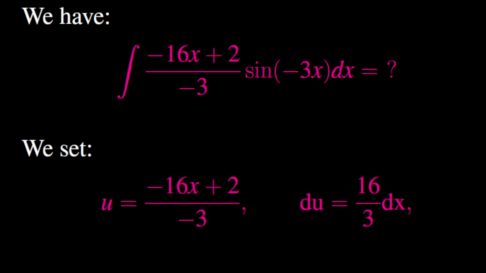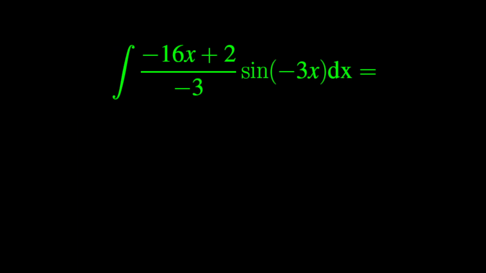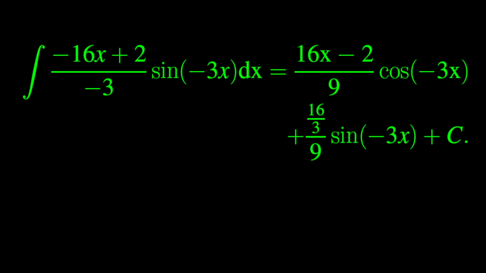Therefore, we set u equal to minus 16x plus 2 over minus 3, so du equals 16 over 3 dx. And dv equals sine of minus 3x dx, and v equals minus 1 over minus 3 times cosine of minus 3x. As a result, the integral of minus 16x plus 2 over minus 3 times sine of minus 3x dx is equal to 16x minus 2 over 9 times cosine of minus 3x, plus 16 over 3 over 9 times sine of minus 3x, plus a constant c.